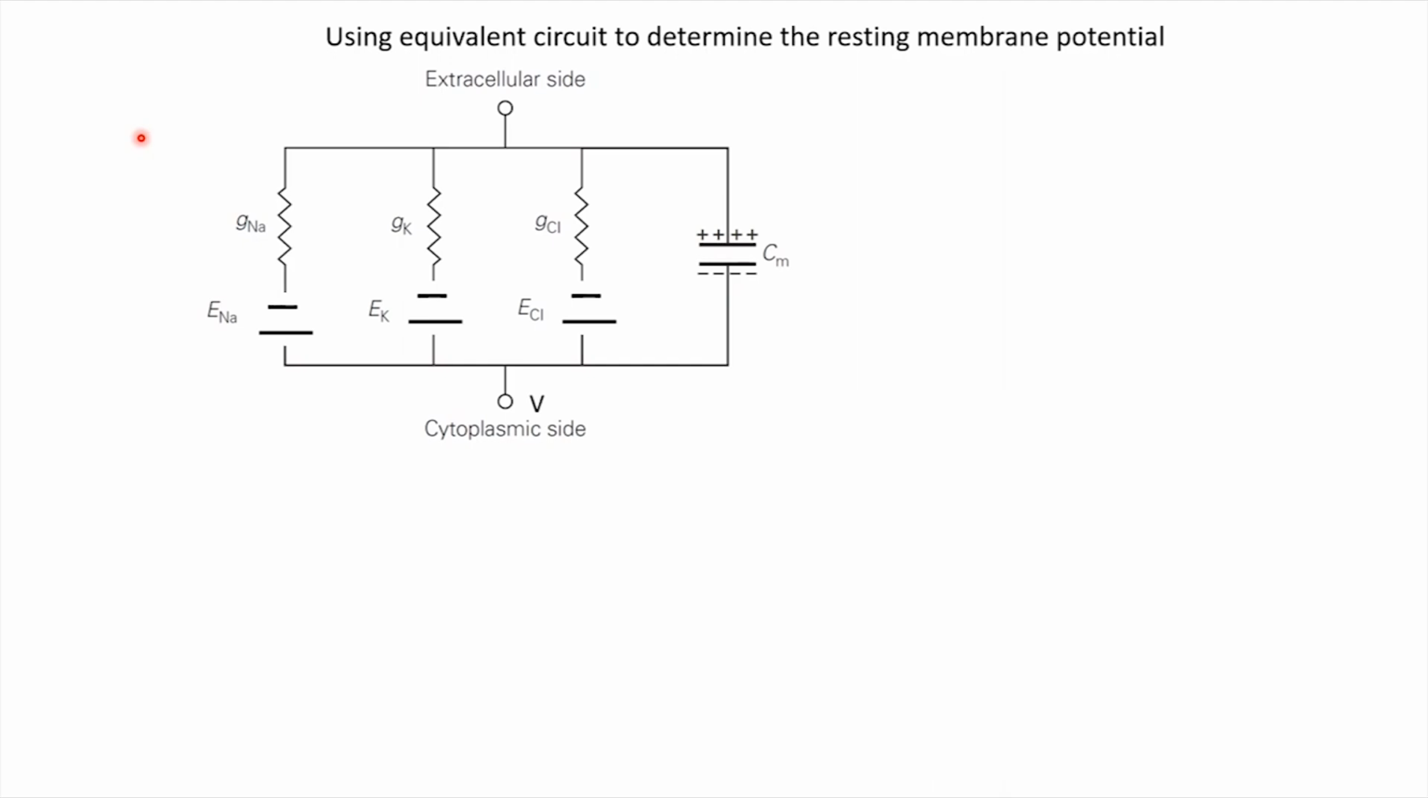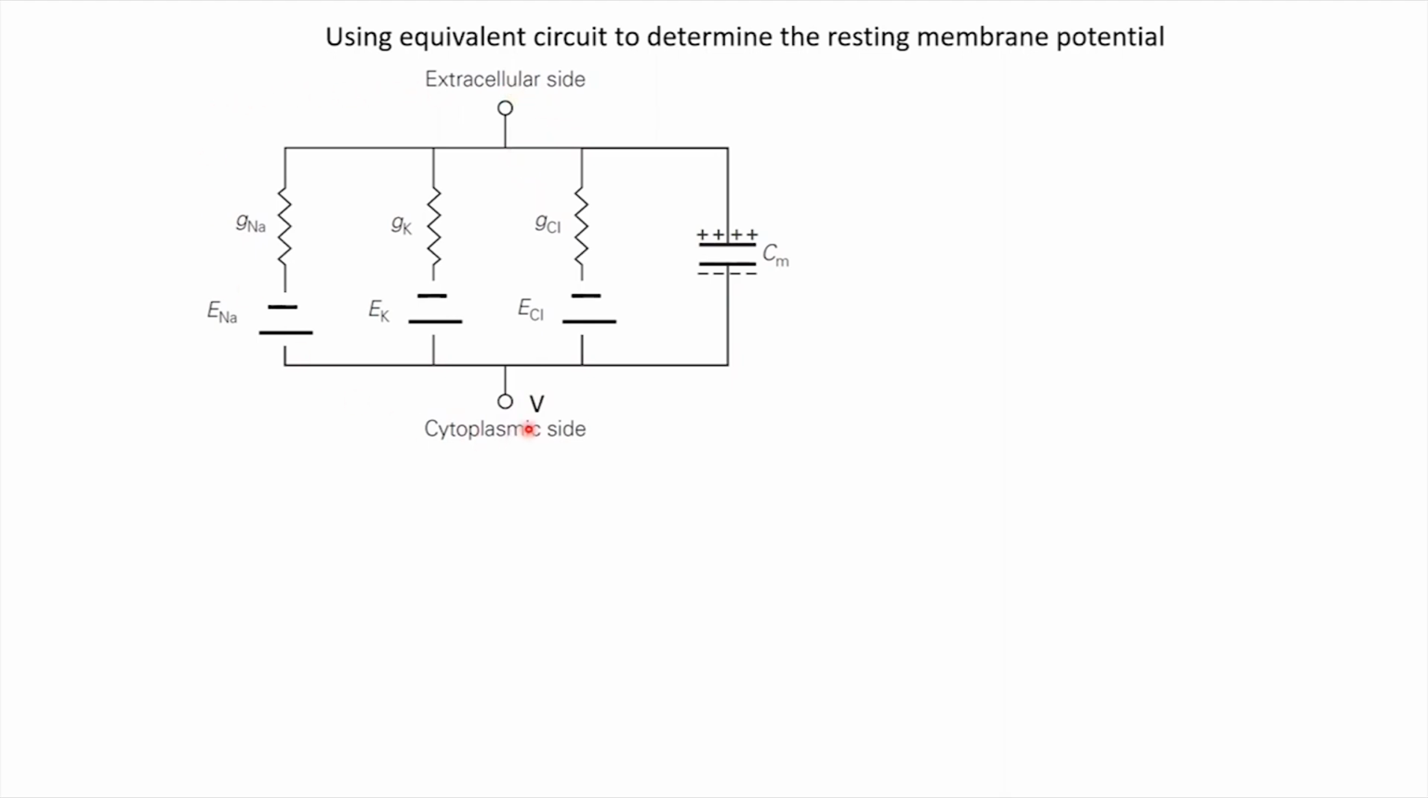To find a formula for that value, we can use this electrical representation of the neuronal membrane. As we have seen before, we can represent sodium channels by the conductance or the resistance along with the battery for sodium, which basically reflects the equilibrium potential for sodium. Similarly for potassium and chloride also we can include if we want. And of course there is the capacitance. And the voltage of the neuron is denoted by V relative to outside.